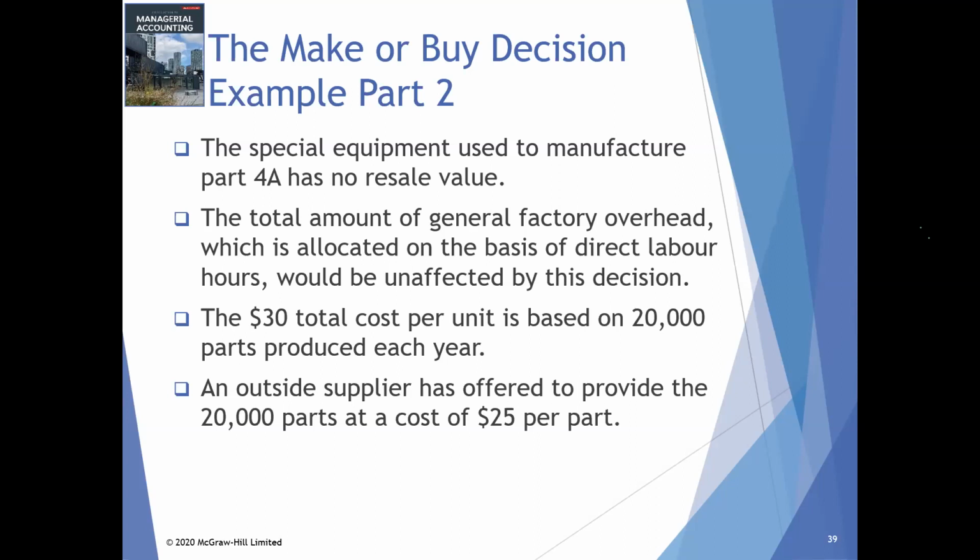An outside supplier has offered to provide the 20,000 parts at the cost of $25 per part. So it means one offer they have received from the supplier. Now the question arises, should we accept the supplier's offer or not? This is the question.